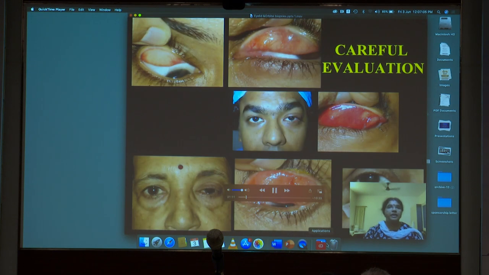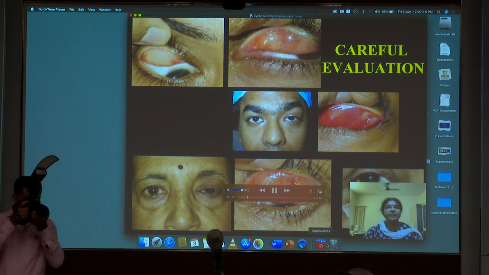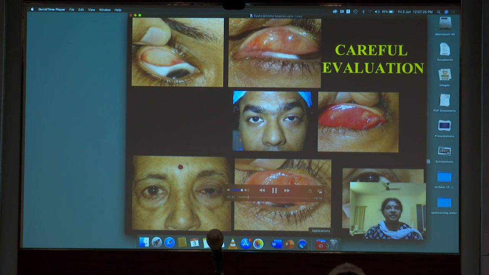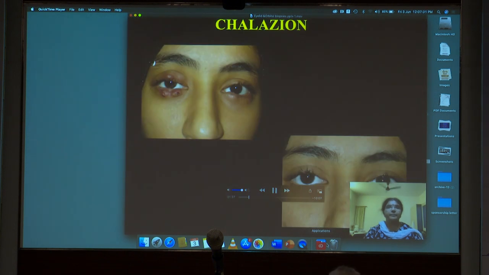A careful evaluation of the palpebral conjunctiva, both with an oblique torch and a slit lamp, is very essential. We could pick up foreign bodies, allergic papillae, and scars of previous surgeries. In this patient who came with a presentation of ptosis and a little bit of conjunctivitis, there was a diffuse sebaceous gland carcinoma involving the upper lid, seen on eversion.